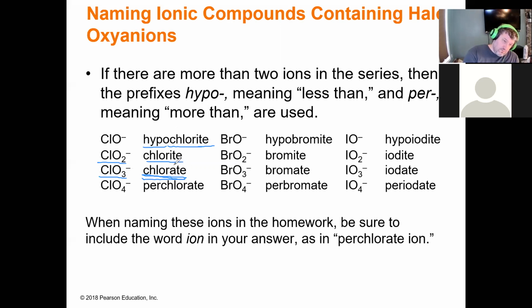Let's say we're at chlorate and we want to add an oxygen in that series. It becomes perchlorate. So we keep the ATE and we put the per in front of it. Same thing if we look over here, we've got bromate, bromite, hypobromite. If we have more than bromate, we have perbromate.